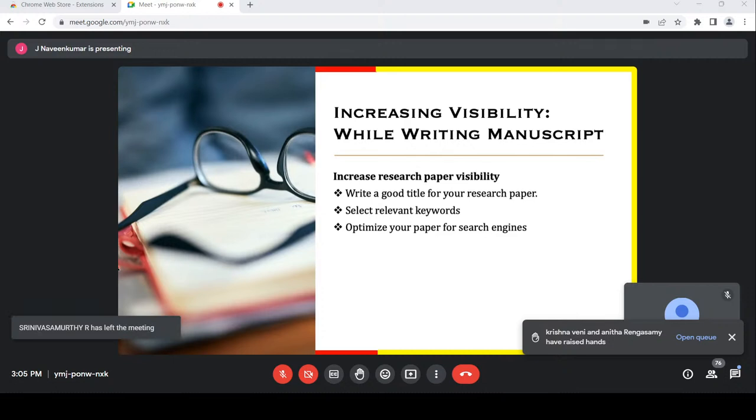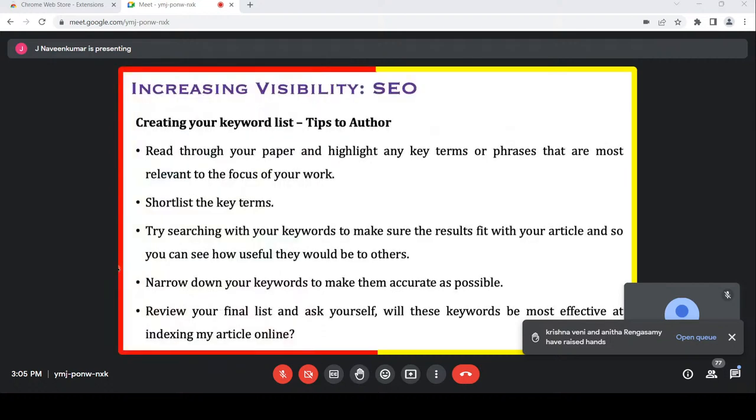Now, these two are with respect to journals, and the three aspects that I talked about, your title, your abstract, and your keywords, are with respect to the author. These are some of the tips I spoke about. You need to shortlist the key terms. From the key terms, you need to build your titles, and you need to be very particular that these keywords are also part of other research papers which are of high quality.